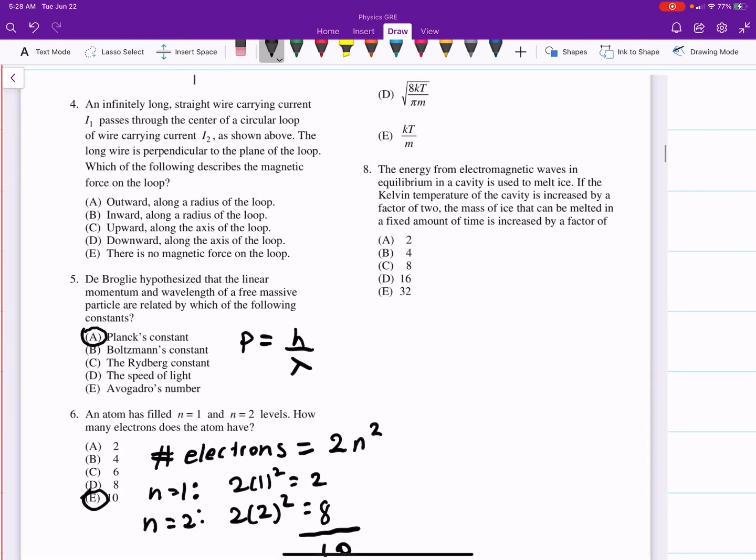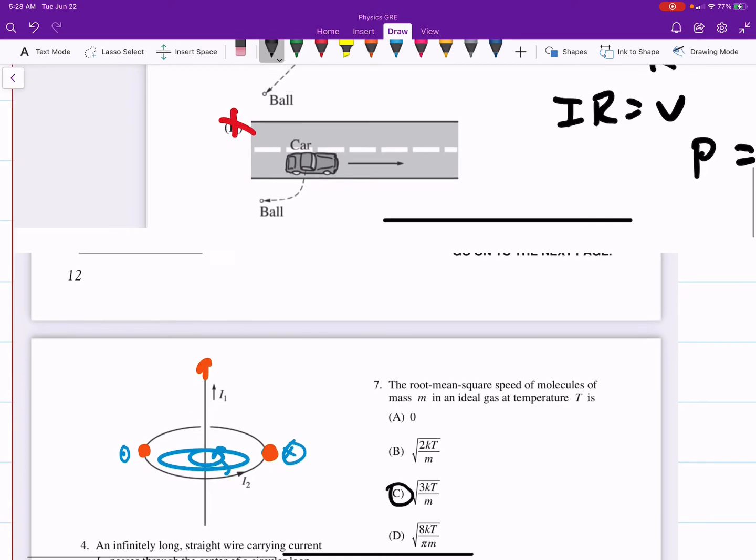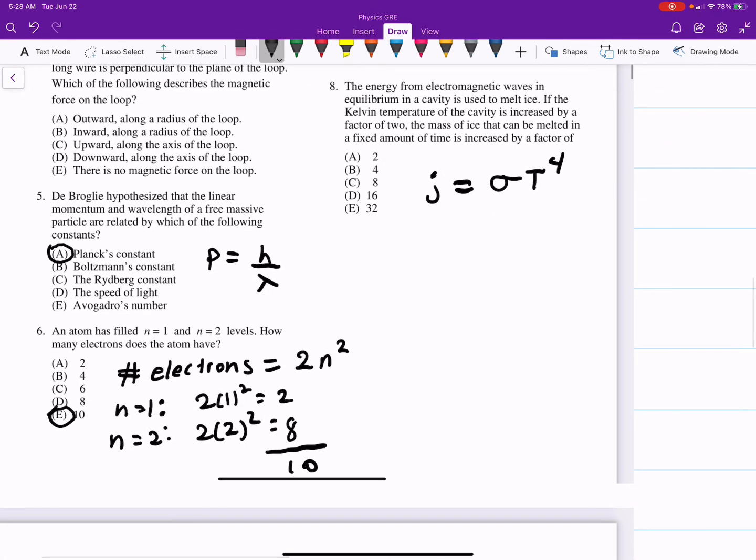Moving on to number 8, the energy from electromagnetic waves in equilibrium in a cavity is used to melt ice. If the Kelvin temperature of the cavity is increased by a factor of 2, the mass of that ice that can be melted in a fixed amount of time changes by what factor? Okay, so for this, we'll use the equation J, but I've seen it as other things, equal to sigma T to the 4th. So this is kind of like the one question we had, like number 3. If we increase T by a factor of 2, well, now it's going to be sigma (2T) to the 4th, which is 16 sigma T to the 4th. So this increases by a factor of 16. Again, this is just another little equation thing you need to know.